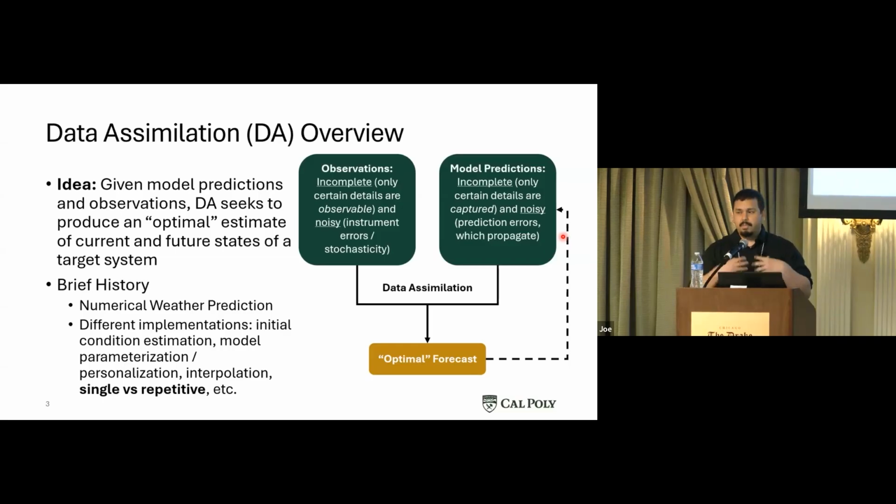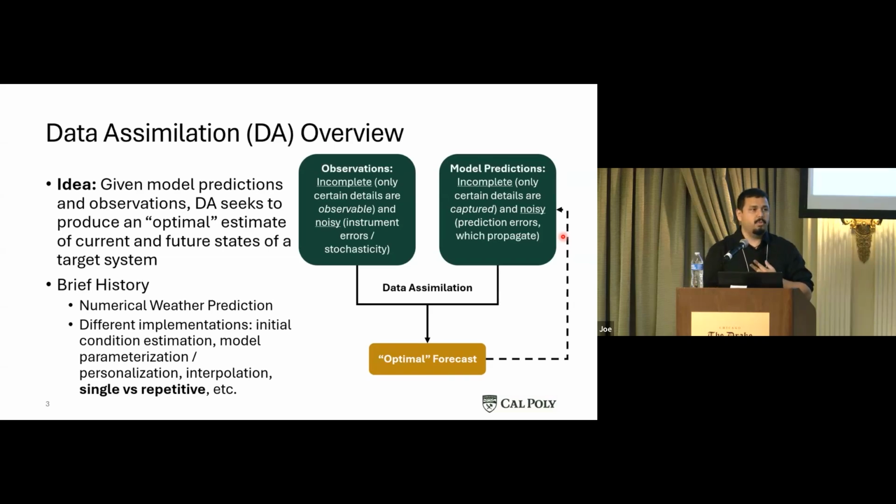If you're interested in this kind of stuff, if you're interested in incorporating observations into your modeling, I do recommend that you look into the data assimilation literature. It is very rich. The way that you can do data assimilation, you've got a lot of options. Some people use it for estimating initial conditions.